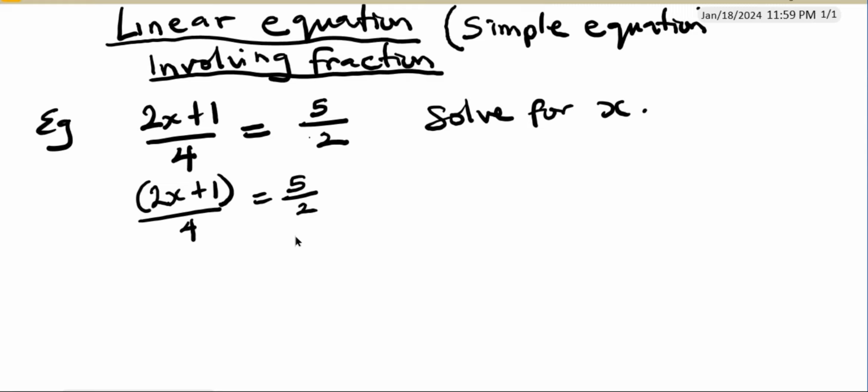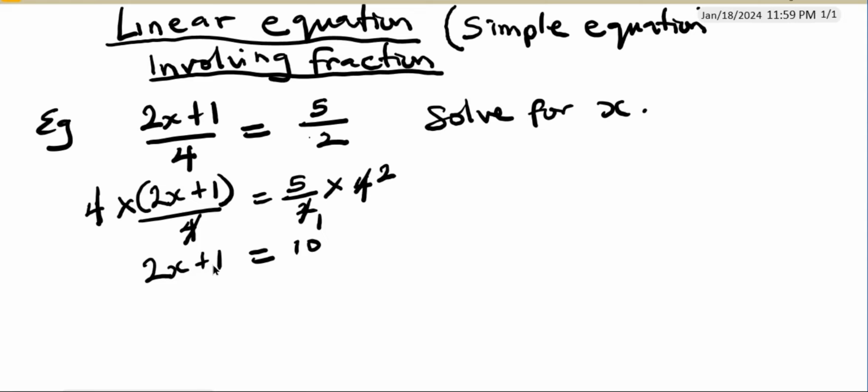I'll first of all put my expression in bracket. So with this now, I can multiply both sides by 4. So multiply here by 4, multiply here by 4. When you do that, this 4 here will cancel out this 4, and 2 here will go with this 4, so you have 2 remaining. So when you open this bracket, you have 2s plus 1 equals to 5 times 2, which will give you 10.